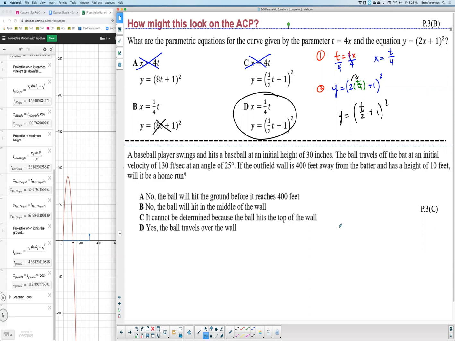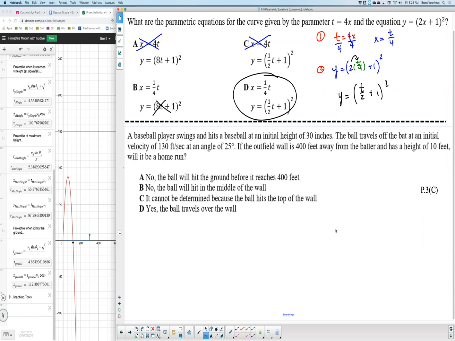And then finally, down below, it says a baseball player swings and hits a baseball at an initial height of 30 inches. So that would be your initial height. Let me go ahead and write that down. H0 equals 30 inches, which, by the way, if you divide that by 12, since you have 12 inches in 1 foot, would be 30 over 12 feet. I think that's going to be 2.5 feet, but we'll check that in a second.